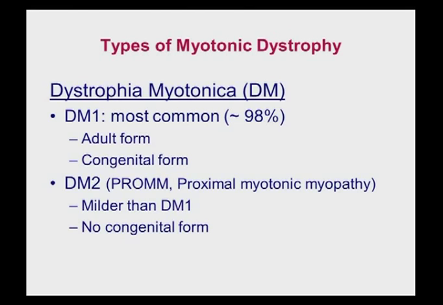Most of them have adult onset, but there are some that have a congenital form. DM2 is considerably less common. It has a slightly different clinical appearance, but there are many shared features, and it typically is somewhat milder, and they do not have a congenital form. And we'll get into the genetics of these in a bit.